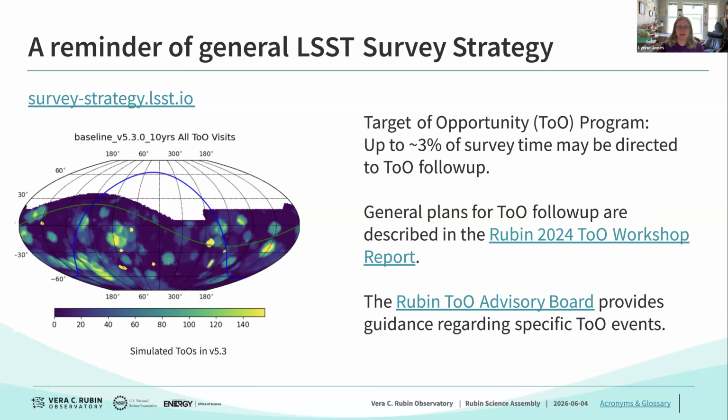The last other category are the target of opportunity observations. So Fed mentioned this. Up to 3% of survey time may be directed to TOO follow-up, and the plans for follow-up are described in the workshop report. The Rubin TOO advisory board has been set up and provides guidance regarding specific TOO events.